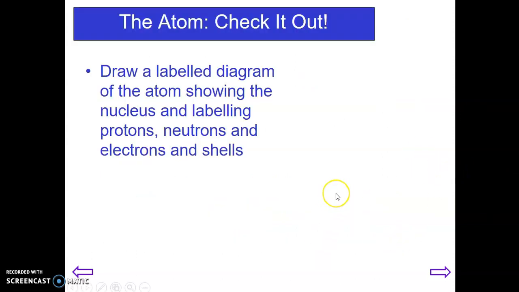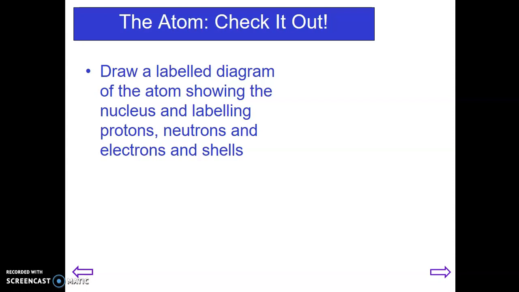if you want to pause the video just now, you don't have to, but if you want to pause it and have a go at drawing a labelled diagram of an atom, showing the nucleus and labelling what we call the protons, neutrons and electrons and shells, just to see how well you can remember it yourself, you can do that just now.